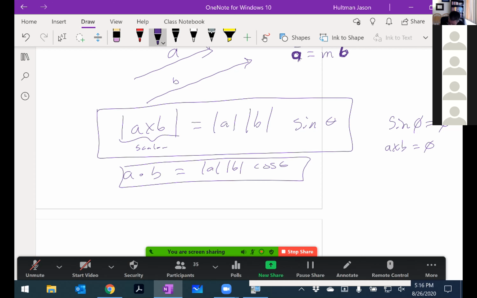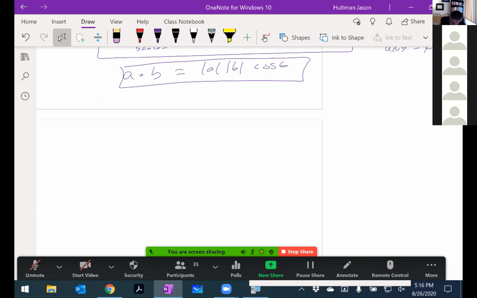Okay, let's talk about some properties here. What time do we go to? 45 after, is that right? 45? No? What time do we go to? Yeah, 45 after. Okay, so we got a half hour, that's good.